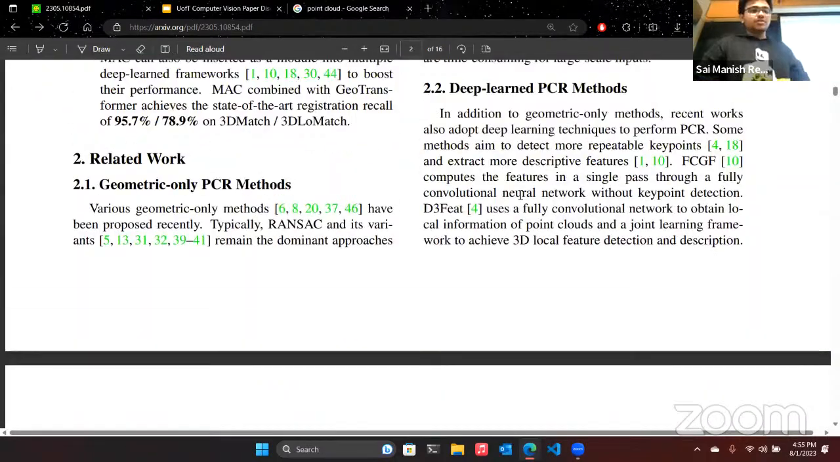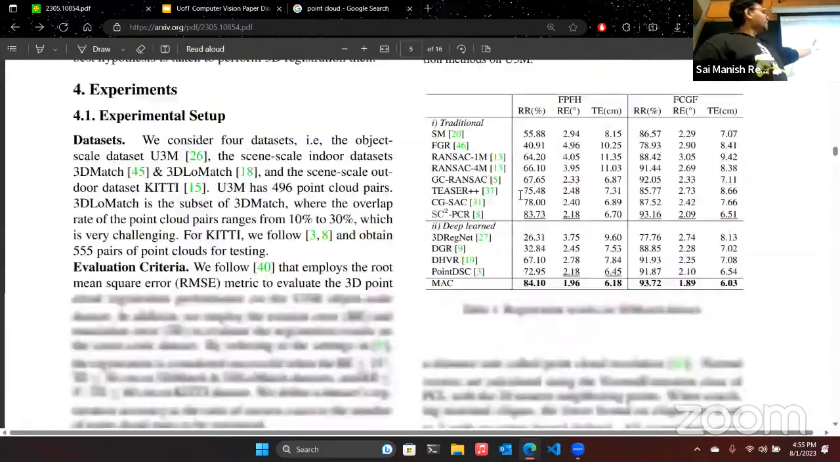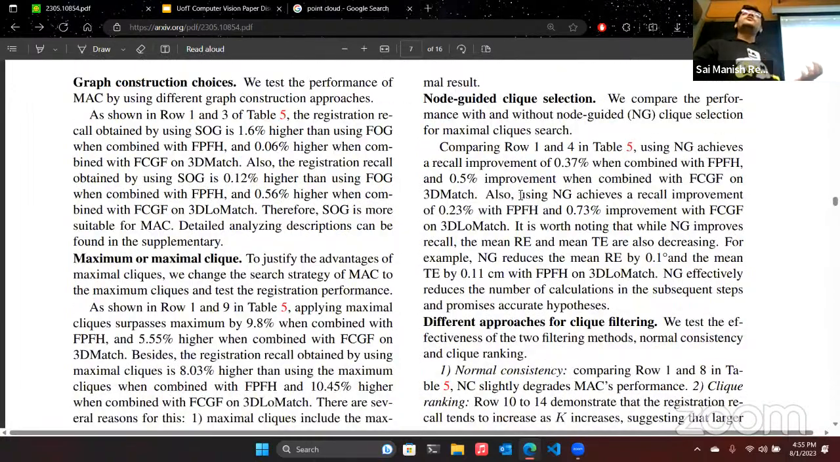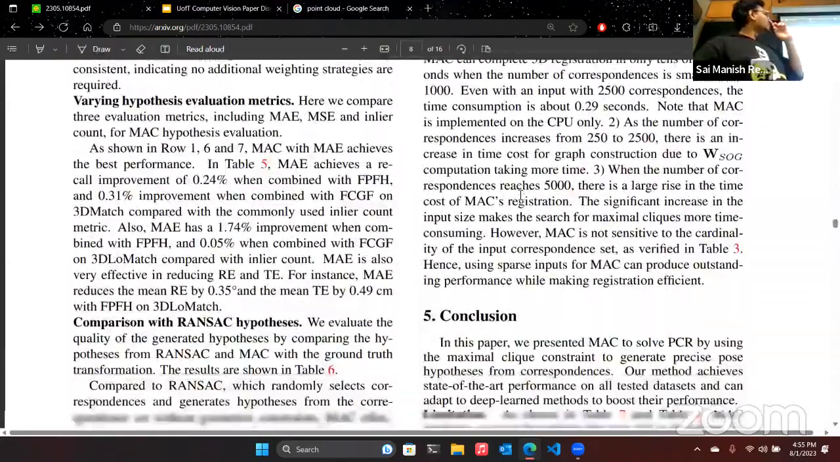Yeah, so they only use geometric-only PCR methods. The main aim of this paper was to show that geometric-only PCR methods can outperform, or at least perform similarly to, deep learning methods, and they did so.